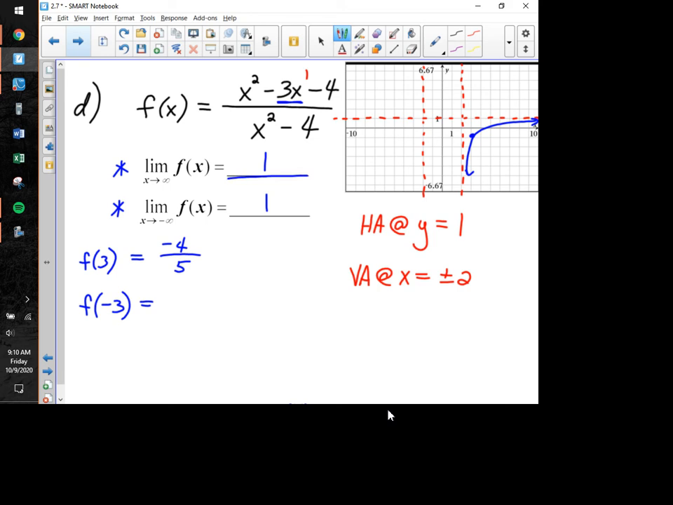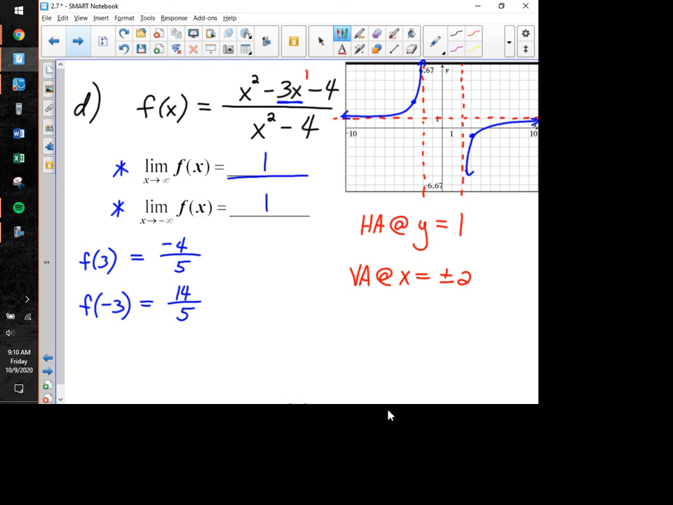Let's go ahead and put in negative 3. Now, we're going to have 9 again, but that's going to be a 9 plus 9 now, which is 18 minus 4 is going to be 14. Now, the denominator, the x squared minus 4, that's even, so that's going to get me the same result of 5. All right, so with negative 3, we get what, guys? 2 4/5. So negative 3 and 2 4/5 is right about there. I think I know what this thing does, and I think it looks something like that.